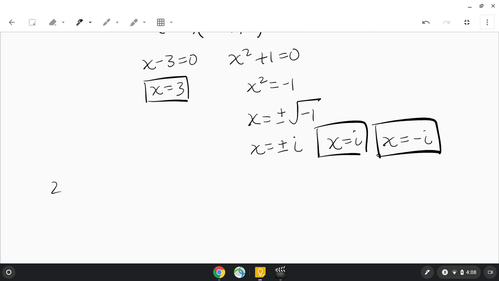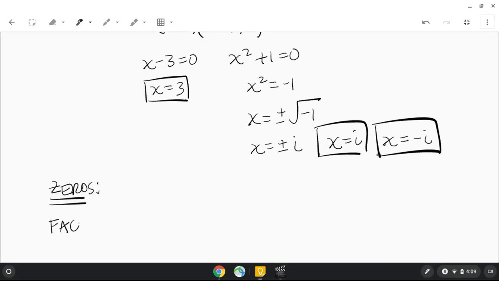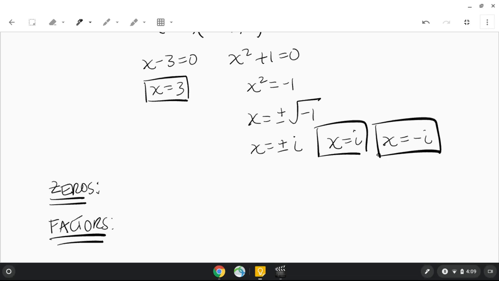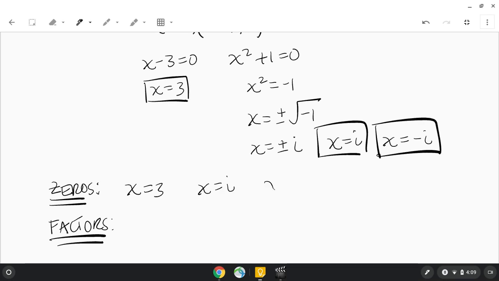I had written at the top, you're going to go ahead and find all the zeros, and then from that, you should be able to derive your factors from your zeros. So we have x equals 3, x equals i, and x equals negative i. We can derive the factors by just bringing that zero, that solution, back over with the x.